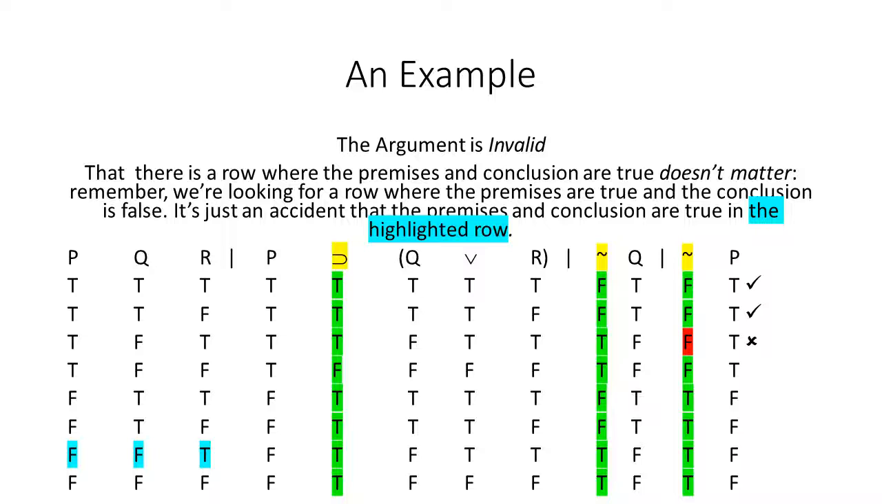And think again about our definition of validity. An argument is valid if and only if it's not possible for its premises to be true and its conclusion false at the same time. So if there's any row where the premises are true and the conclusion is false, that means that the argument is invalid. It could be the case that in 7 out of 8 rows, when the premises are true, the conclusion is true. But if the 8th row is such that the premises are true and the conclusion is false, the argument is invalid.